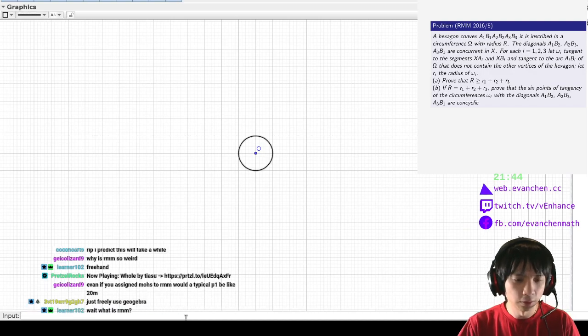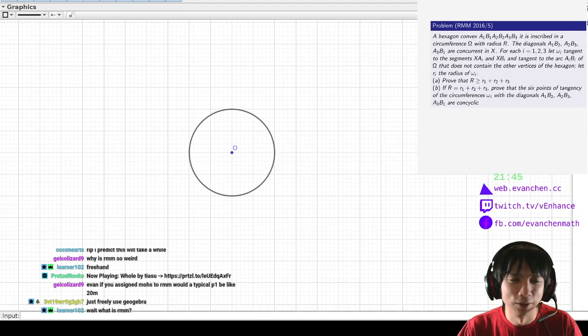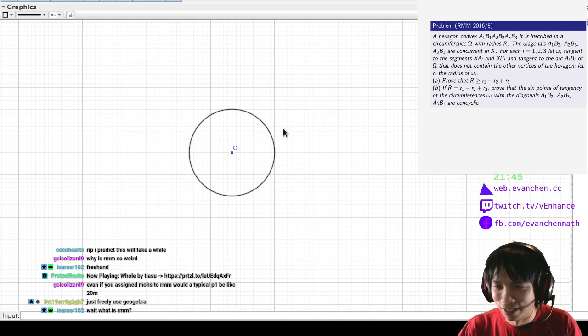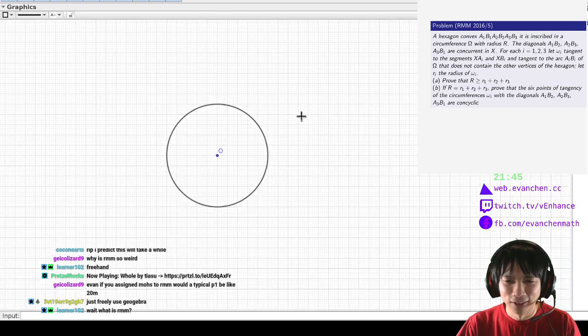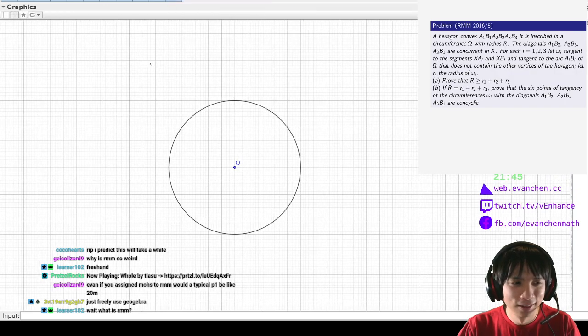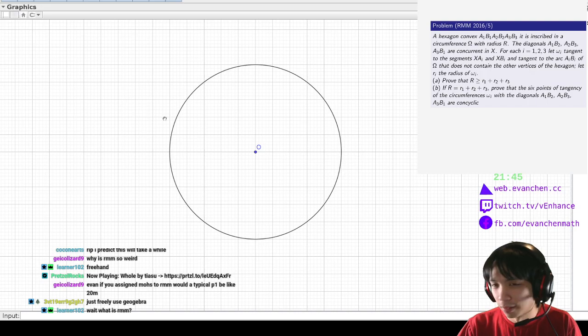Okay, so here's a circle. Okay, this music's a little too dramatic. We can go back to ambient music now. After an hour of the rock. Alright. What is RMM? Romania Masters of Math. Okay. So there's like a random point X.